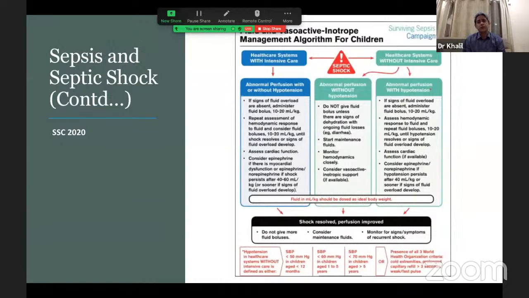Now, coming to children with abnormal perfusion with or without hypotension in a unit with well equipped intensive care facilities, give 20 ml per kg, and the duration can range from 10 to 15 minutes. Repeat assessment of hemodynamic response to fluid and consider further fluid challenges till shock resolves or signs of fluid overload develop. Assess cardiac function. Consider epinephrine if there is myocardial dysfunction, or epinephrine along with norepinephrine if shock persists.